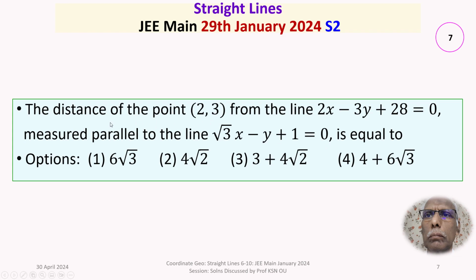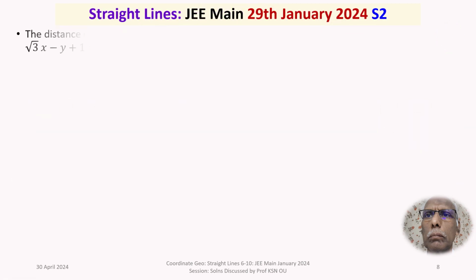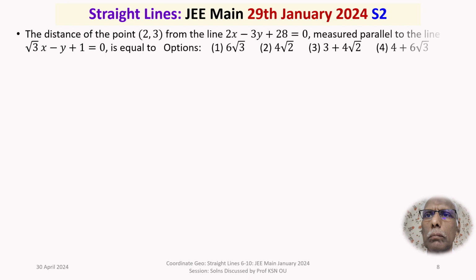Normally, many times people ask what is the distance of a point from a given line. But here it is the distance of a given point from a given line measured along another given line. So this is the other type of question, and let's now work out the solution of this problem. Agreed. Let's now discuss the solution of the problem in detail.